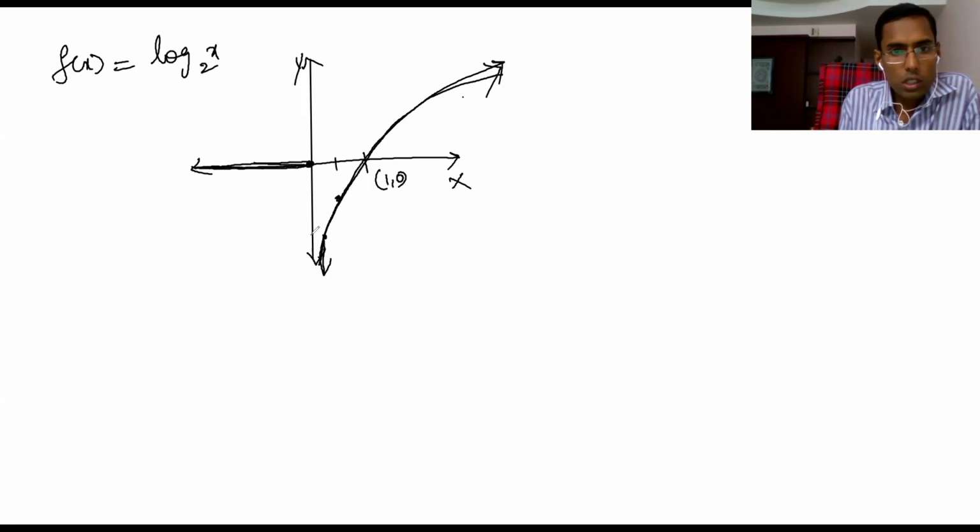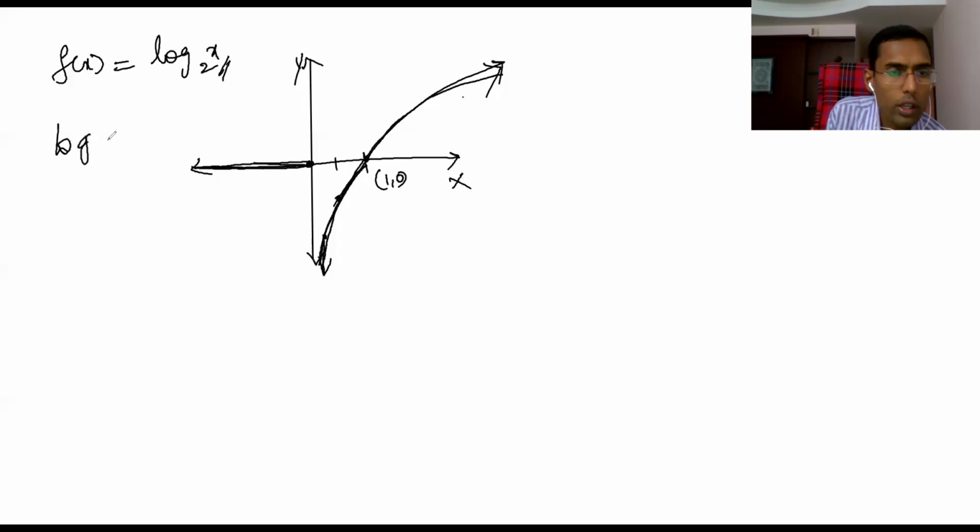What does it mean when x is negative and there is no graph? It means that when x is negative, the function is not defined. If the function were defined, there would be some points. So the function is not defined. So this is the graph of log x to the base 2.